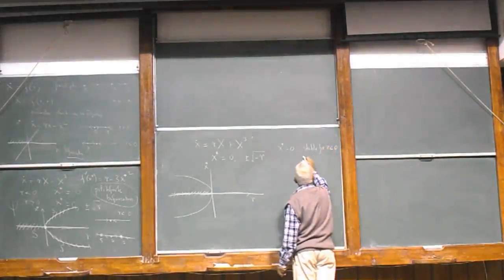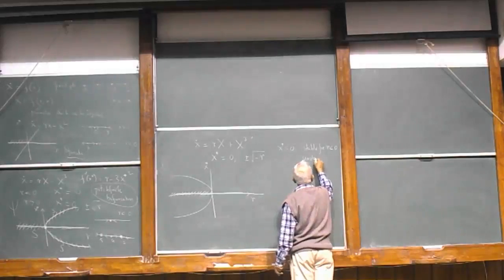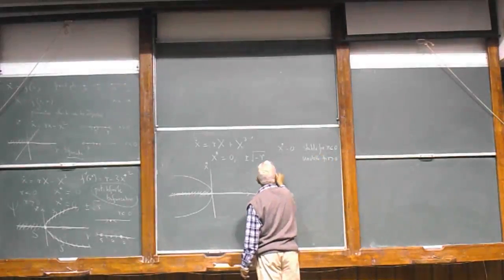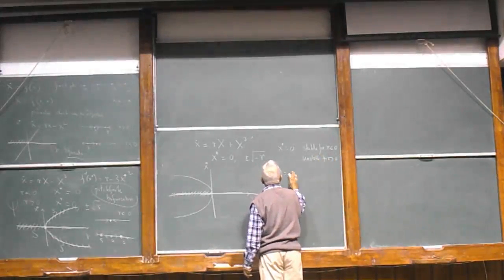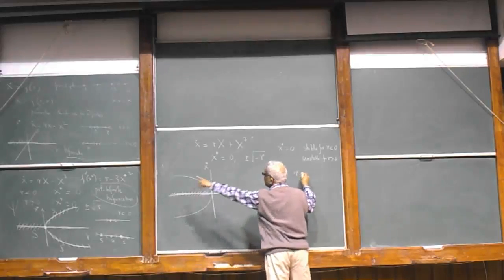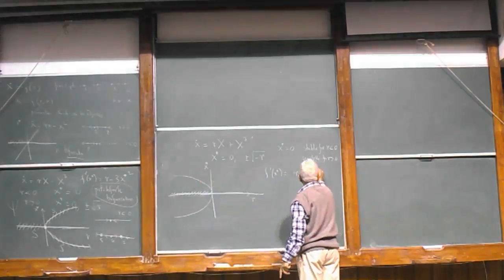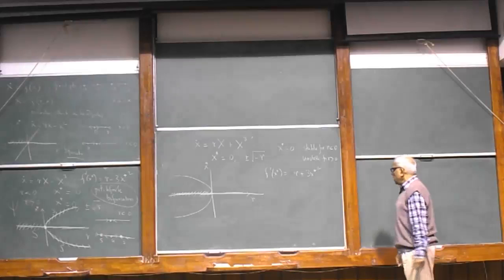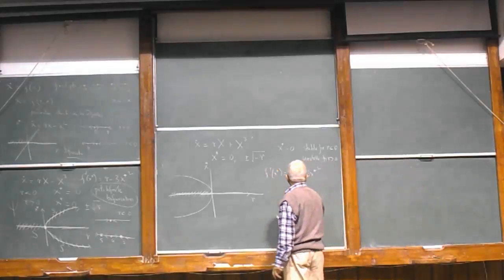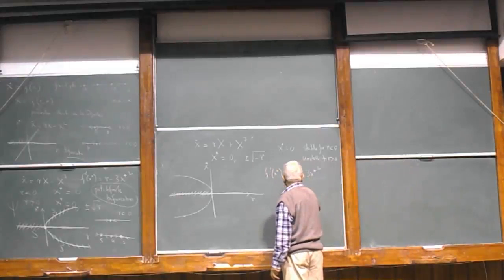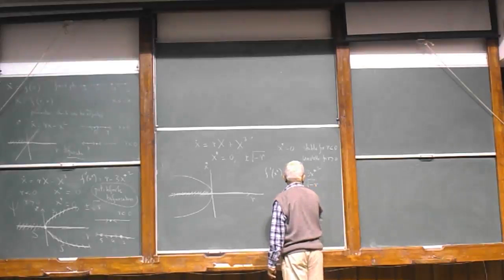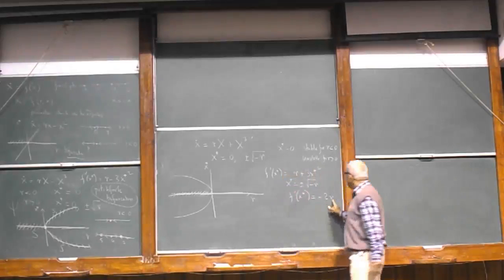For r less than 0, unstable for r greater than 0. The f prime x star is, as before, r plus, now because of the sign change over here, r plus 3x star squared. And so x star squared equal to minus r, so x star equal to plus minus square root of minus r, makes this f prime x star equal to minus 2r.